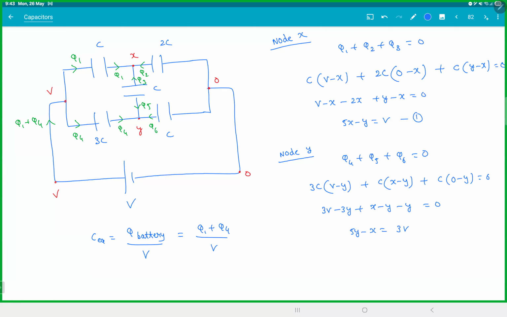Sir, in equation one it will be 4X, no? It will be 4X. Then substitute here. Y in place of Y you have 4X minus V minus X is equal to 3V. This is 19X, and this is minus 8V. X is equal to 8V by 19. 5 fours 20. 20 minus X is 19.